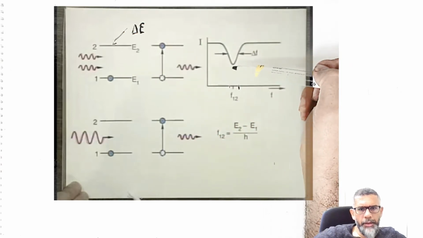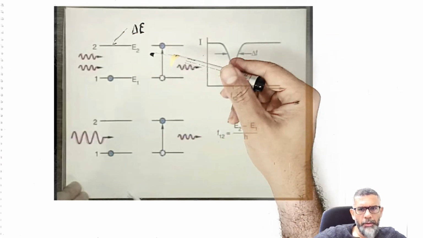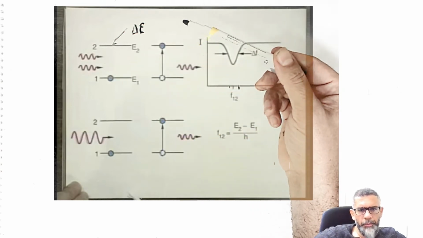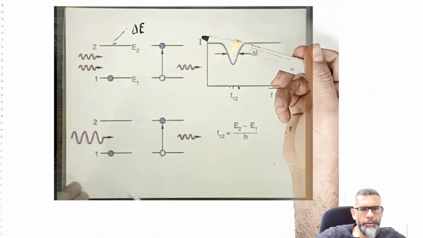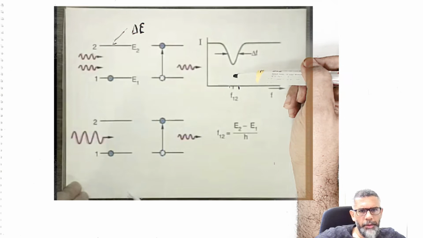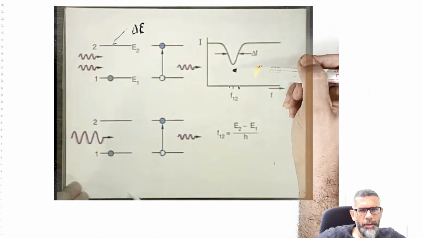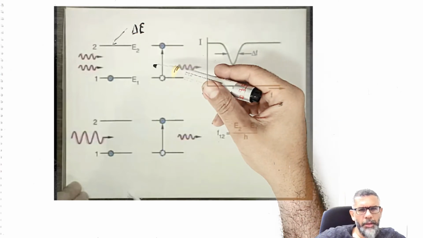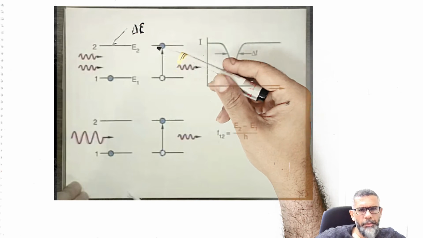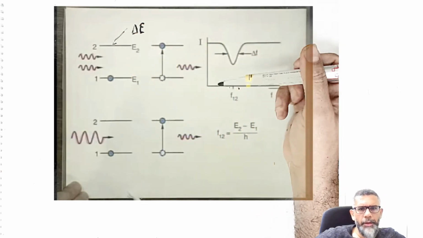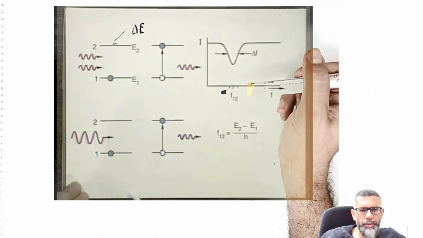Why doesn't this dip go to zero? Because probably there are not enough atoms to absorb all of the photons. That might be one reason. Of course, this dip could go up to zero, but usually you don't observe zero intensity, because there are not going to be enough atoms in the medium that absorb all of the photons. At least some of the photons will just fly away without absorption.